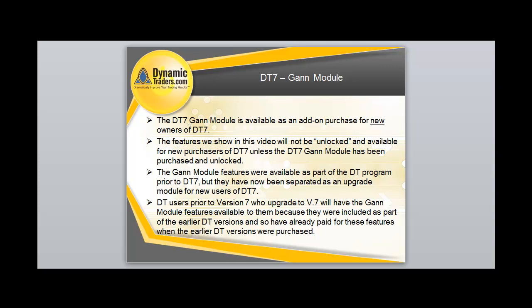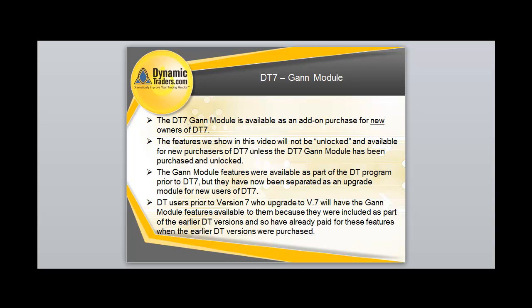DT users prior to version 7 who upgrade to version 7 will have the Gann module features available to them because they were included as part of the earlier DT versions, and so have already paid for these features when the earlier DT versions were purchased. And when existing DT owners upgrade to version 7, we give you the instructions on how to unlock the Gann module features.